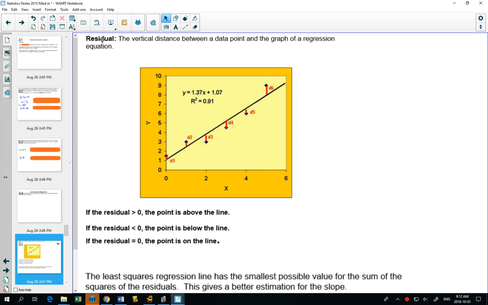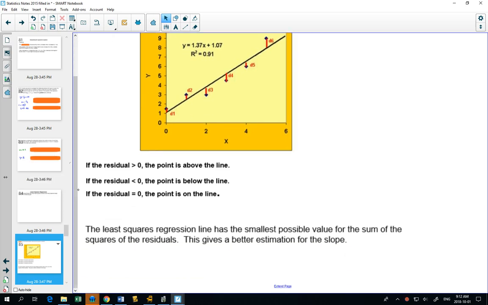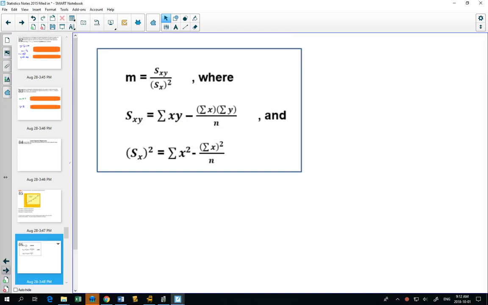So what we have is, if our residual is positive, it's above the line, negative below the line. If it's equal to 0, it is right on the line. So we want the smallest possible value of adding up all of the squared residuals, so that our positives and negatives don't cancel out. By squaring, everything becomes positive, and we want that number to be as small as possible.